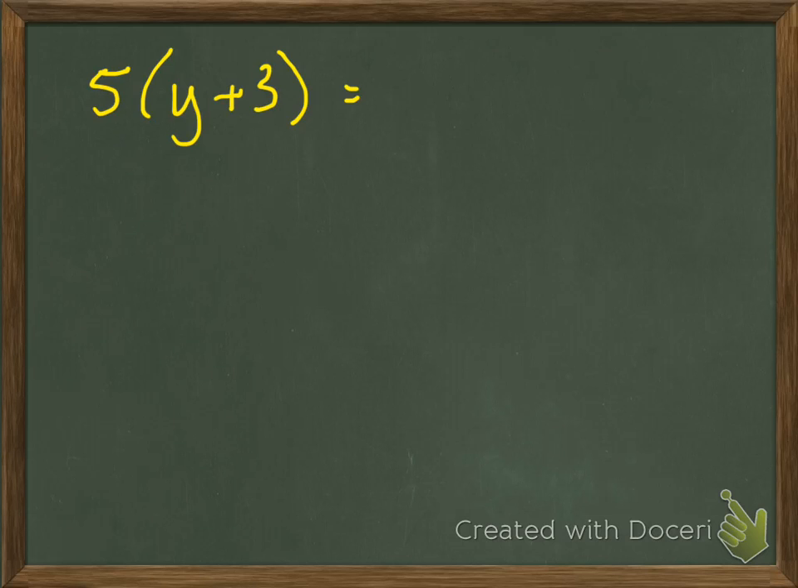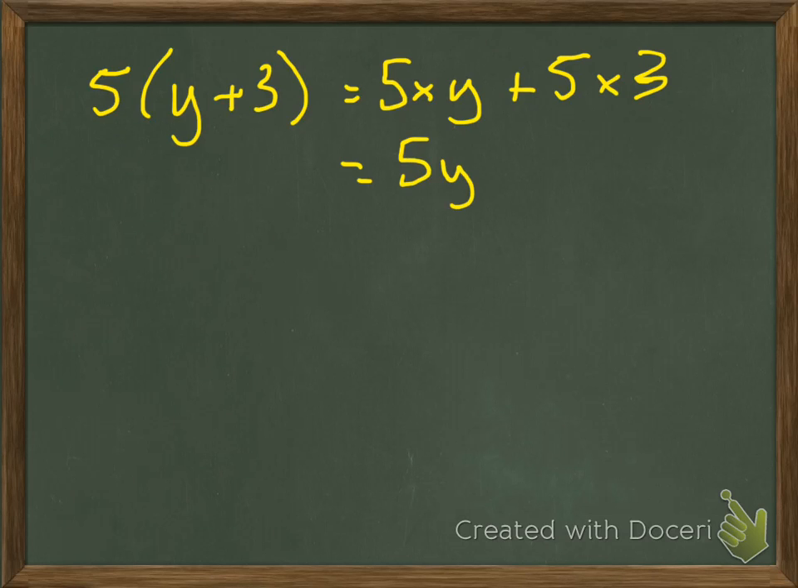And here we go, so it is the outside times the first thing in the bracket, which is 5 times y, then it's the outside times the next thing in the bracket, which is plus 5 times 3, which is 5y plus 15. Okay, and here's the next one, so pause it and come back.